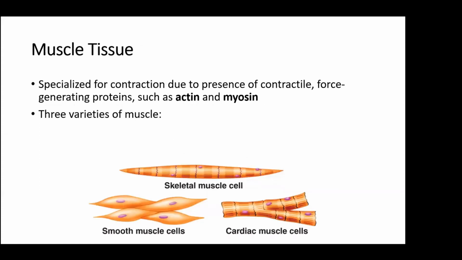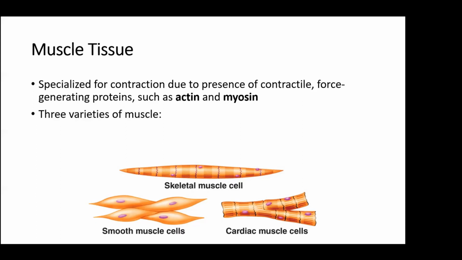Our second type of tissue we're looking at is muscle tissue, which is specialized for contraction. So we'll go into quite a lot of detail in lecture that muscle tissue is going to have force-generating proteins, so basically fibers on the inside. Two examples are actin and myosin. And they're going to be specialized for contraction, so those proteins are going to move and enable the muscle cell to change shape.